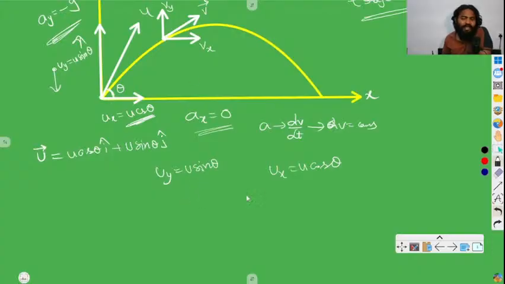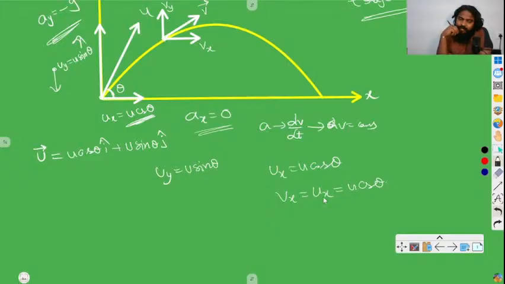Now, even after time t, vx is equal to ux, and that is equal to u cos theta, because along the horizontal there is no acceleration, right? So there is no acceleration. Because of that, the velocity cannot change. If you want a velocity change, there should be acceleration along the x-axis.